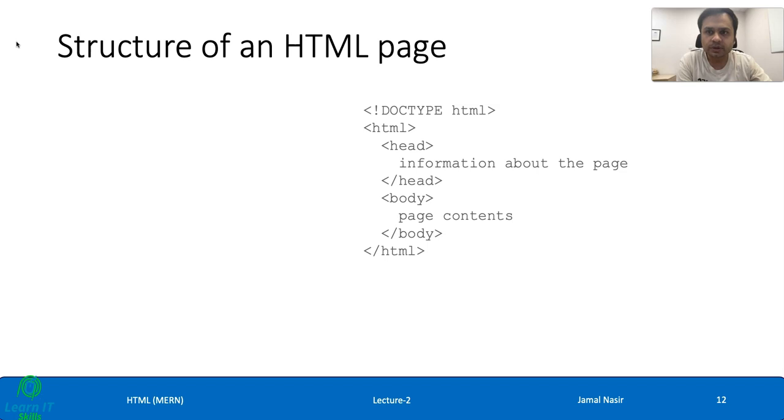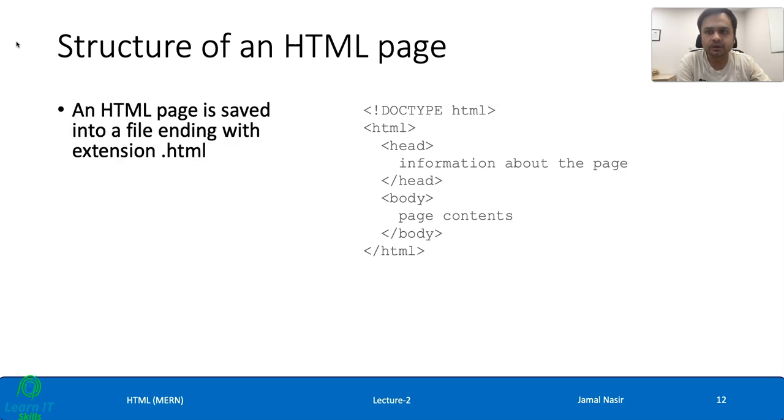Now the structure of an HTML page. You can see it starts with the doctype. We will discuss this later, but the next tag is html. Then we have head and body. The head usually contains the title of the page, or we can include CSS or JavaScript files here. So it's information about the page, whereas the body contains the main content of the page. In the body tag, you will add all the page contents.